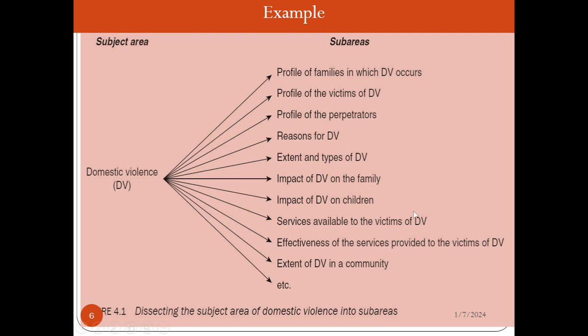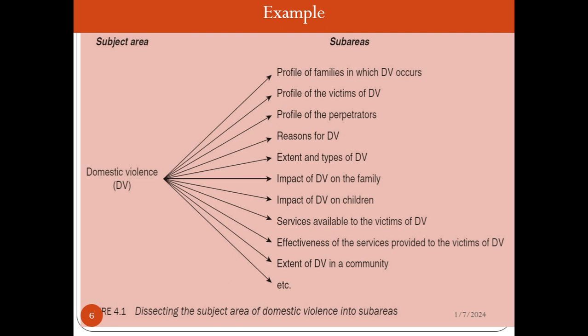And then services available to the victims of DV. Okay, if a person is receiving violence from members of their family, what services are there to be provided for them? Maybe it could be through the government, through the society or community members, so many others. Then you're looking at each one. Next, effectiveness of the services provided to the victims of DV.